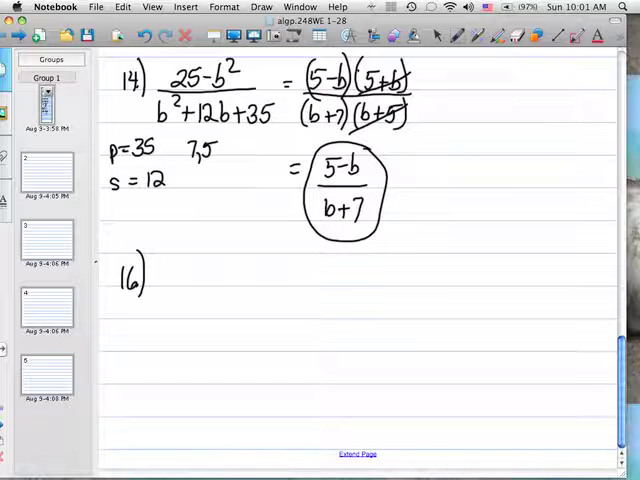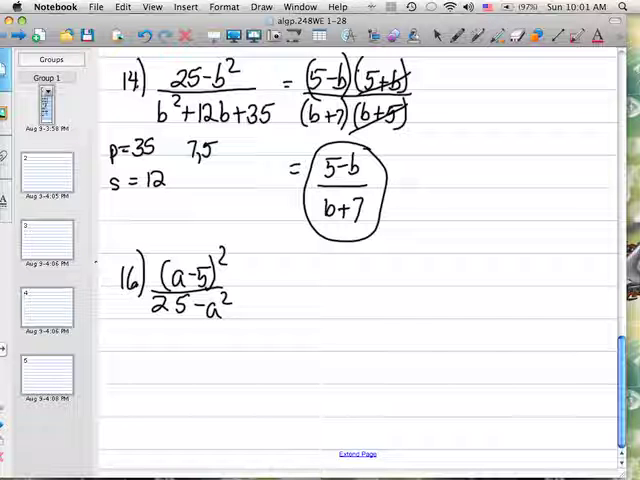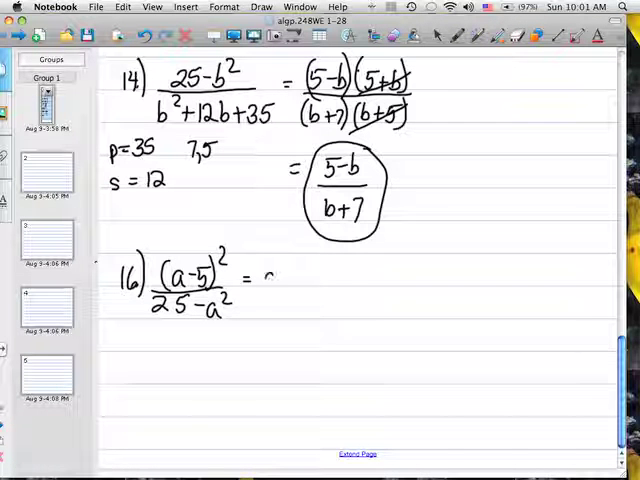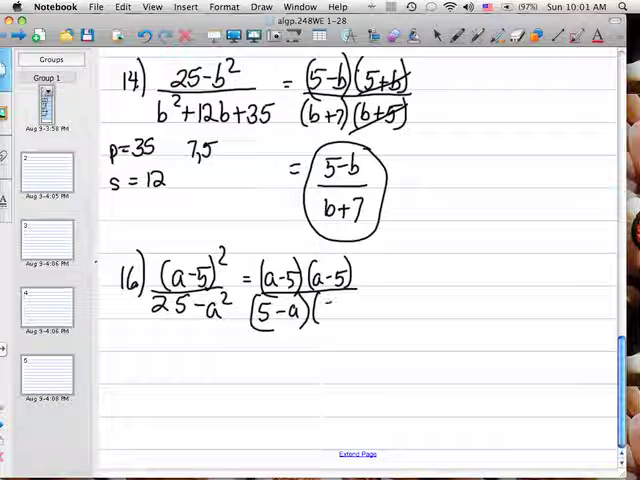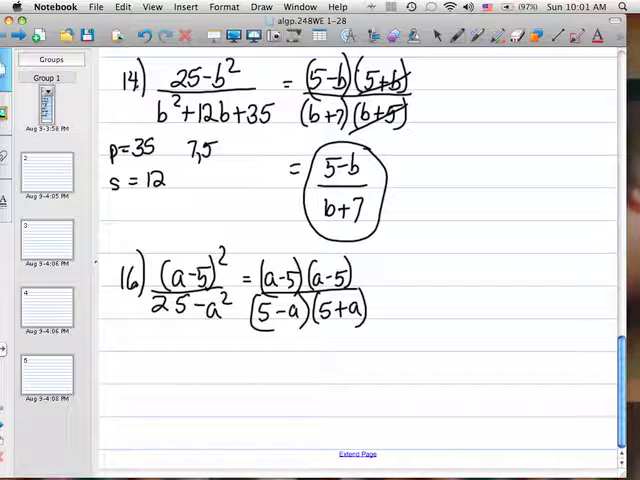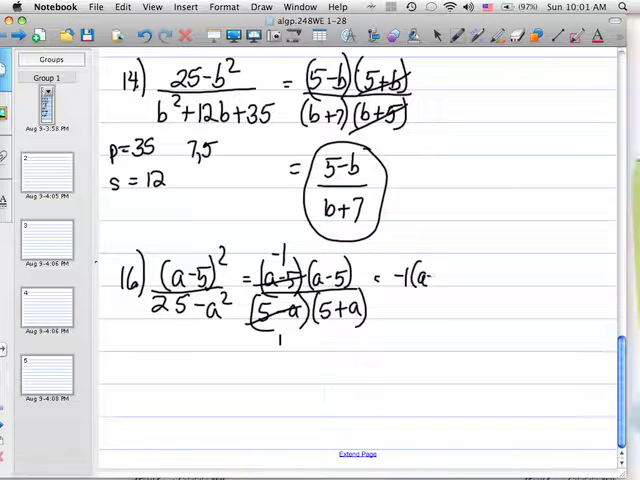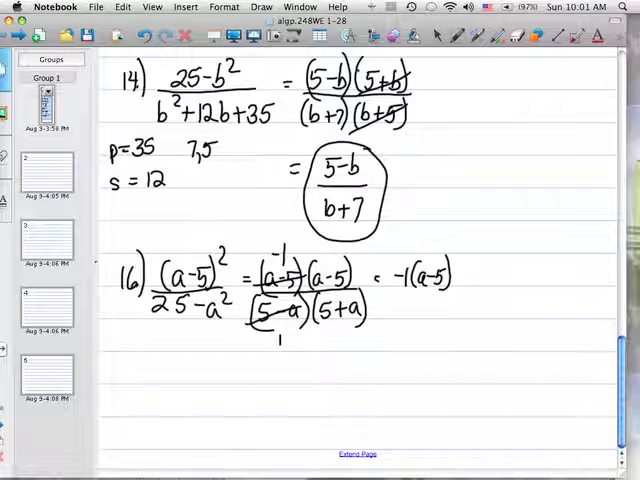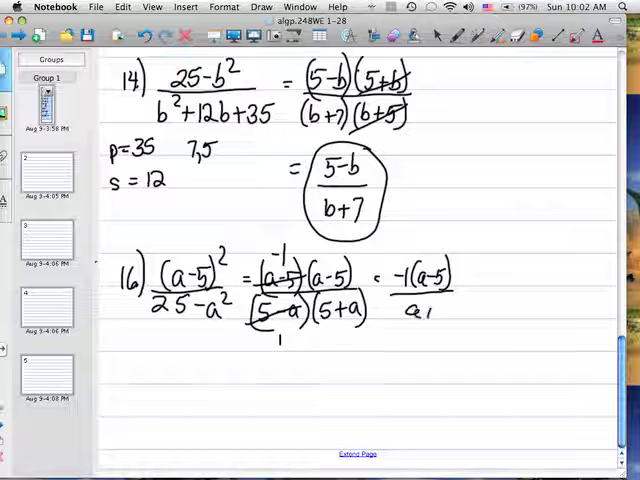Problem number 16. I have the quantity a minus 5 squared over 25 minus a squared. Now remember, a minus 5 quantity squared is an a minus 5 times an a minus 5. If you want to do that, you can. And the bottom is the difference of two perfect squares. It's 5 minus a and 5 plus a. Okay, I have a minus 5, and I have 5 minus a. These are exact opposites, so I could cancel these out if I took a -1. So I have -1 times the quantity a minus 5 over a plus 5.